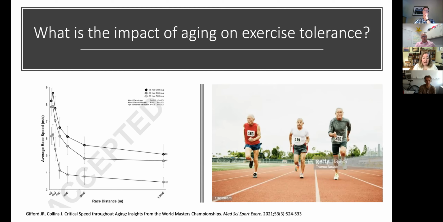And then they also looked at the race speed for 3 different age groups. So they looked at 35-year-olds, 55-year-olds, and 75-year-olds. The black circles are the 35-year-old group. The dark gray circles are the 55-year-old group, and the light gray circles are the 75-year-old group. So you can see from the graph that even in these elite athletes, aging significantly decreases speed or exercise tolerance.